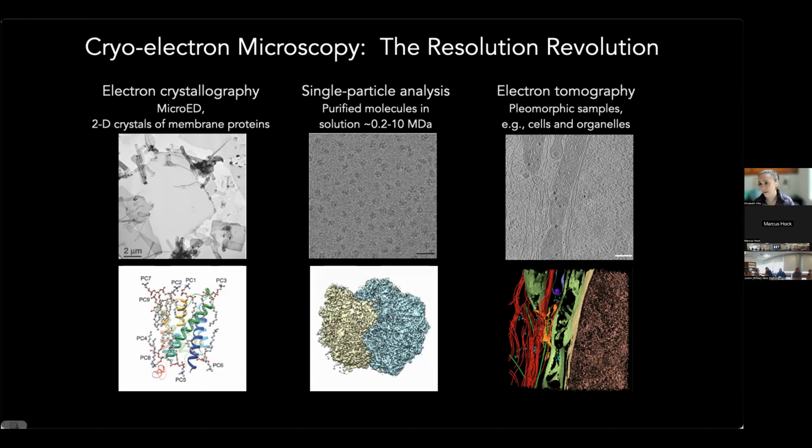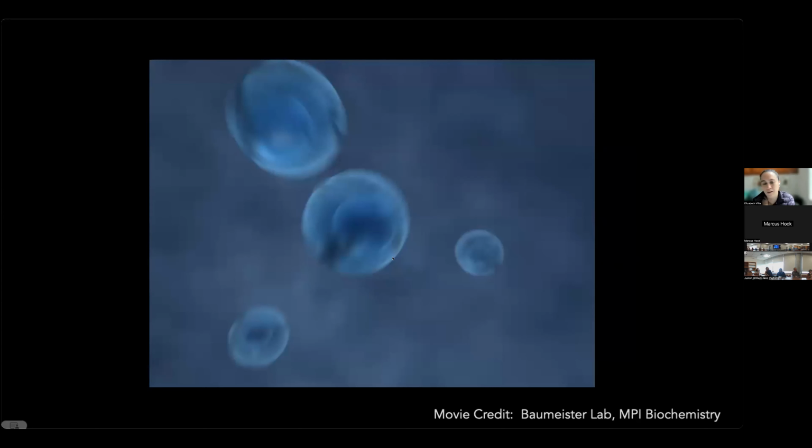And last but very much not least, when you can't or don't want to isolate molecules or don't want to make crystals, then what you have is a pleomorphic object. In that case, you will not be able to take hundreds of thousands of pictures of different cells and reconstruct them in 3D. You have to do tomography, where we take many pictures of the same cell.